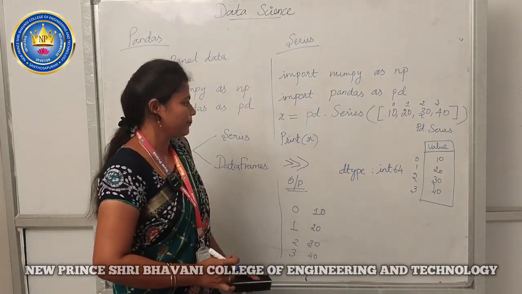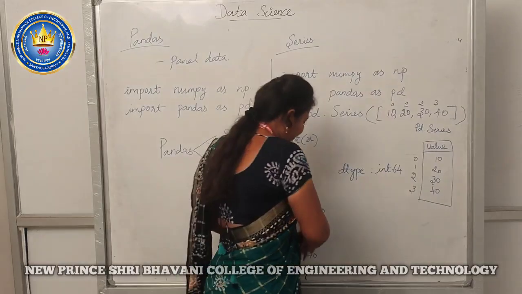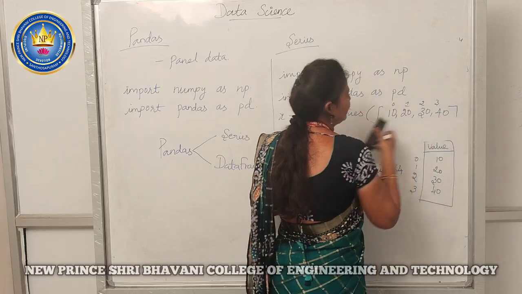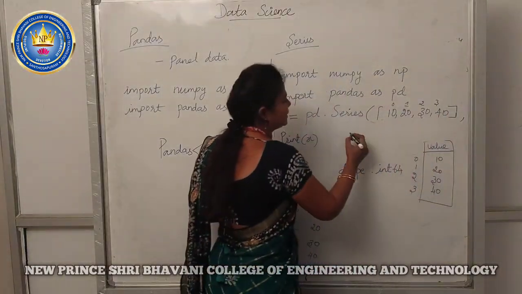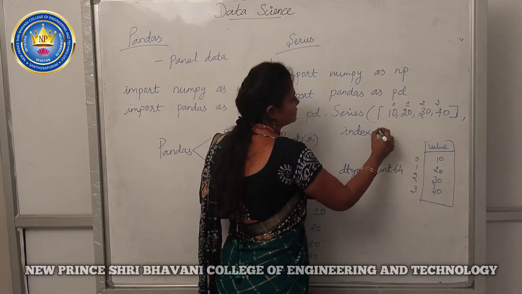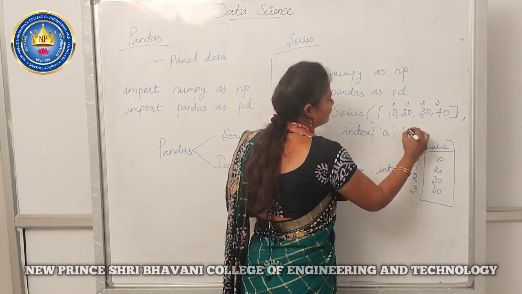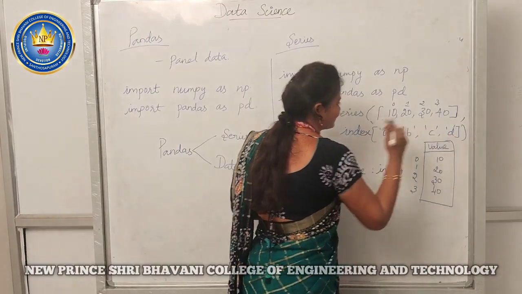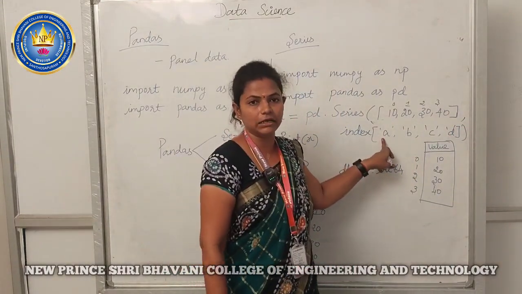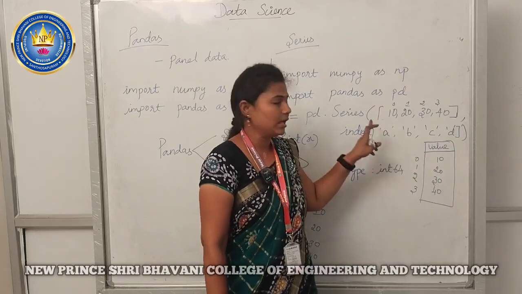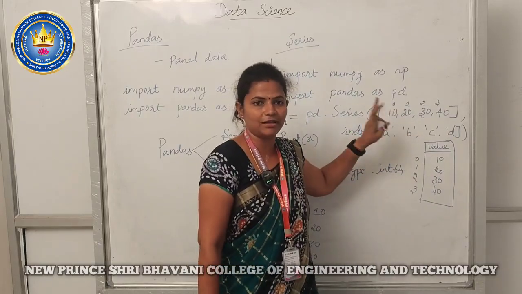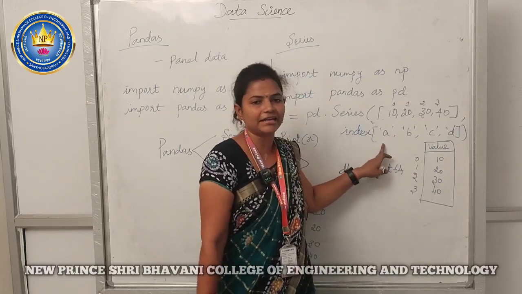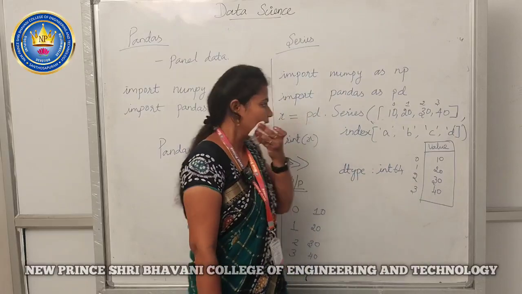If I am going to add index values over here, for example, I am going to mention the index column also. Index is A, B, C and then D. From here I am using single quotes. Why am I using single quotes here? If I am using integer values or float values, there is no need for single quotes. If I am using a string or character, it is mandatory to mention it in single quotes.